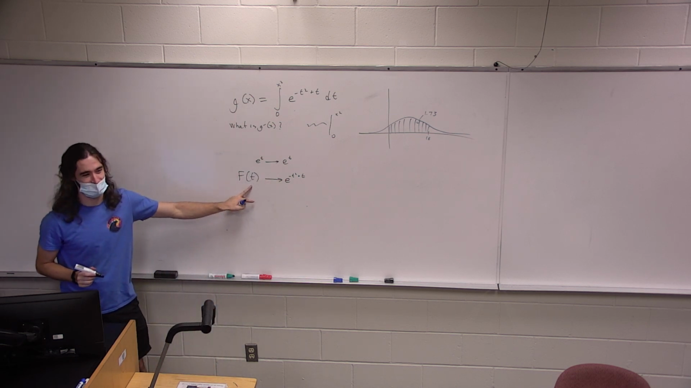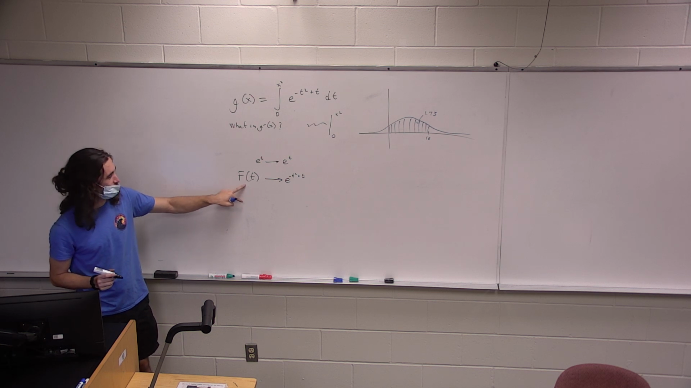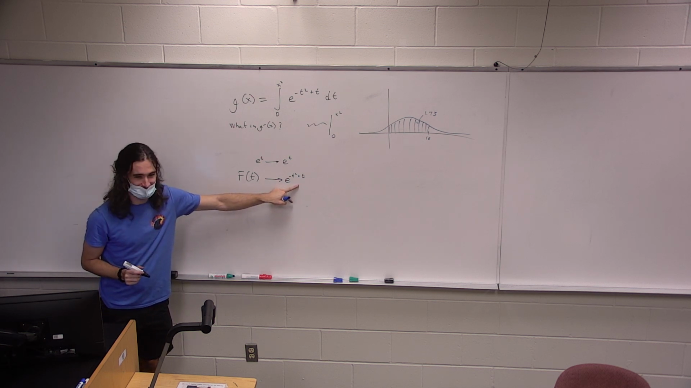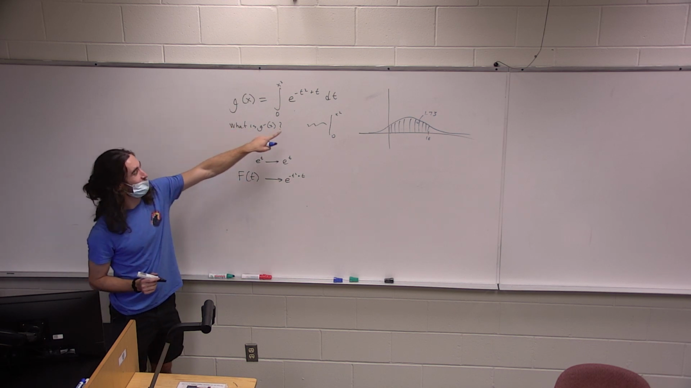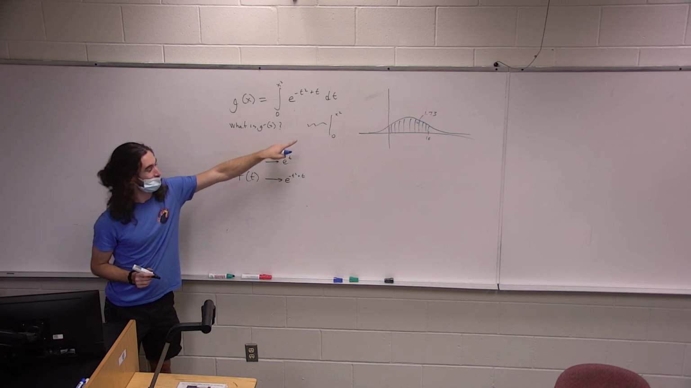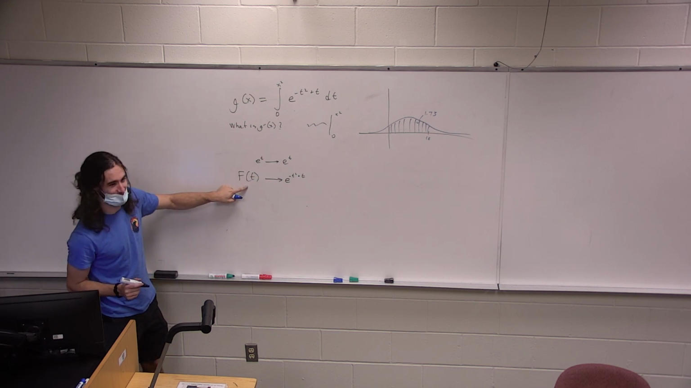I'm just going to give this a name, capital F. I don't know what it is, I don't know how it works, but I do know that its derivative is e to the negative t squared plus t. That's the idea. So then we can actually do the strategy that I suggested without needing to figure out what the actual expression for this is.